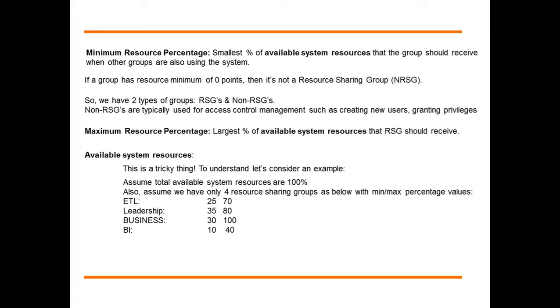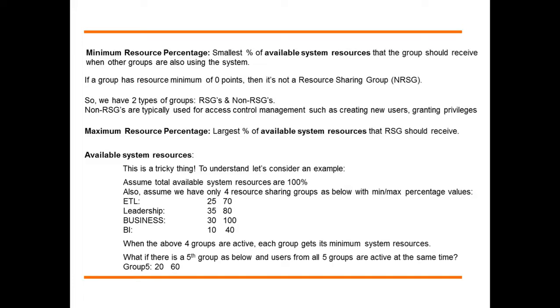For example, from ETL, someone is submitting an ETL job. From leadership, a senior person is actively working on a dashboard. Business, so someone logged in and is doing something. BI, so one of our internal users is working on it, right? So when all 4 groups are actively doing something on the system, they share resources in this way. But that's where the problem comes.